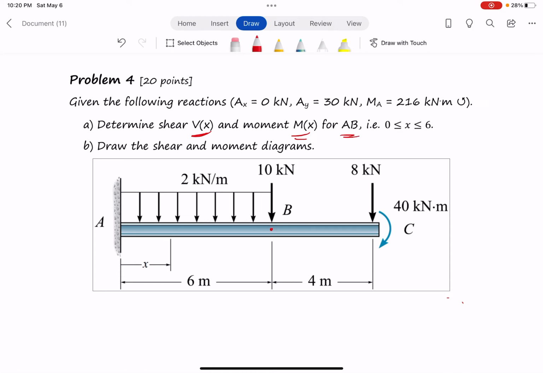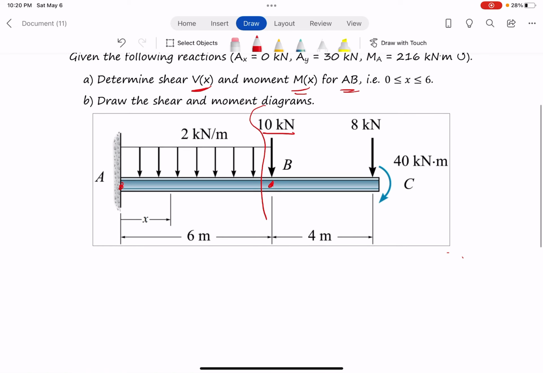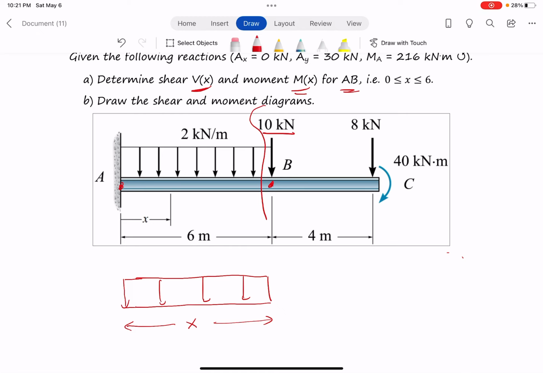Vx and Mx for the segment AB, and of course you want it from here to here. Okay, so what we're going to do is a cut just before point B, which means you get rid of the 10 kilonewton just before point B, and we're going to draw a free body diagram, and this cut is as a function of x.